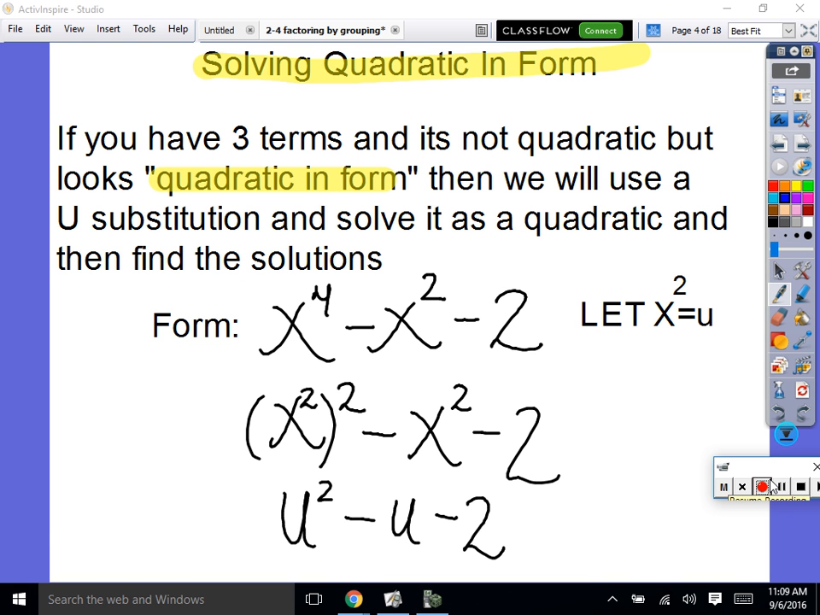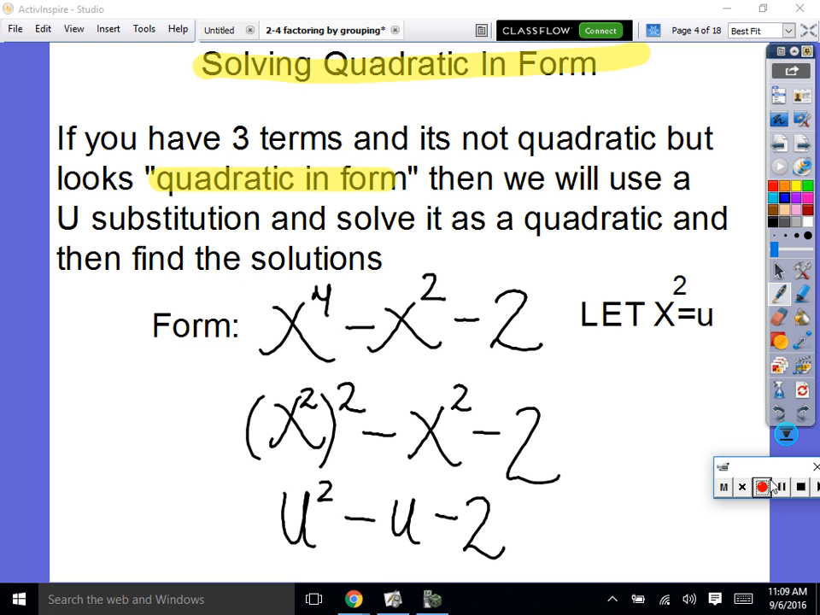So now we're going to talk about how to solve something that's quadratic in form. This is completely new to you, okay? So this is one you'll use. If I said you solve, you always say, okay, can I solve by factoring, right? So anyways, solving quadratic in form, this is when you will use this method.